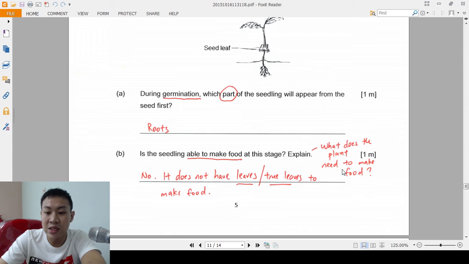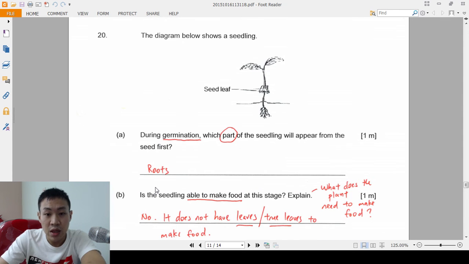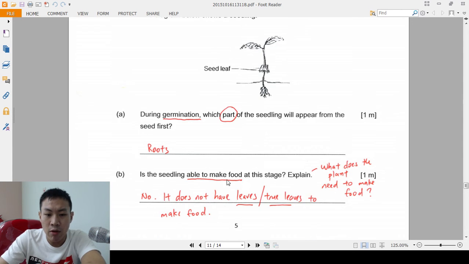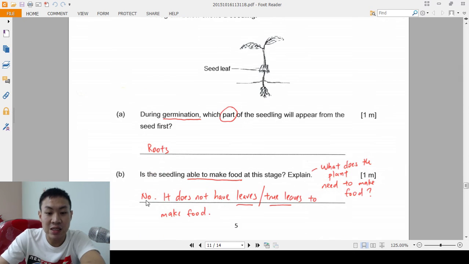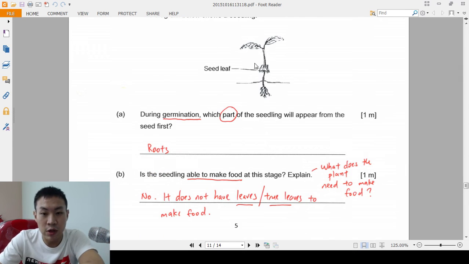So at this stage, when it's still very young, I would say that, in fact, I think I got my answer wrong. It shows the seedling. Yes, it's able to make food because we can see that there are true leaves already. So for my answer here, this is incorrect. You should actually answer it as yes, it's able to make food because it has its true leaves.